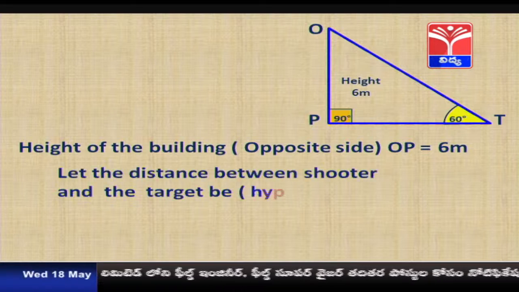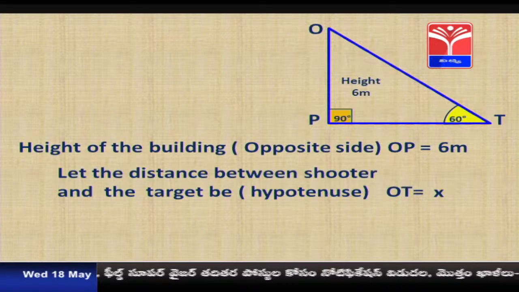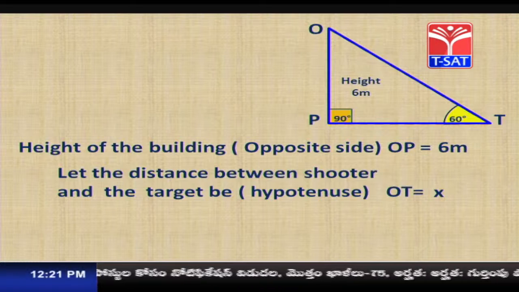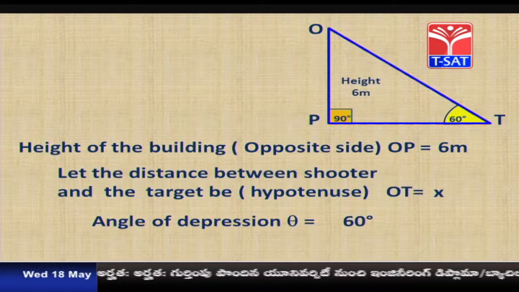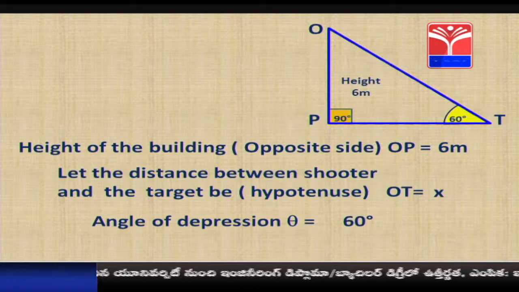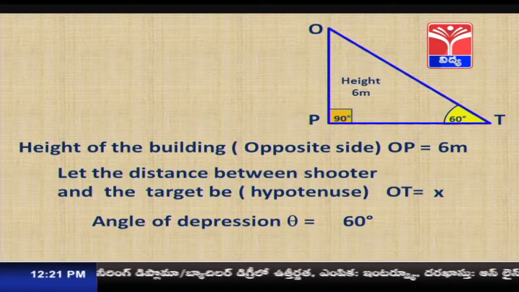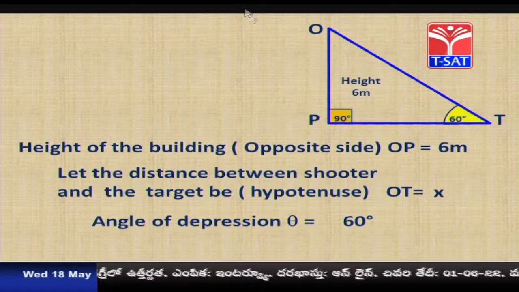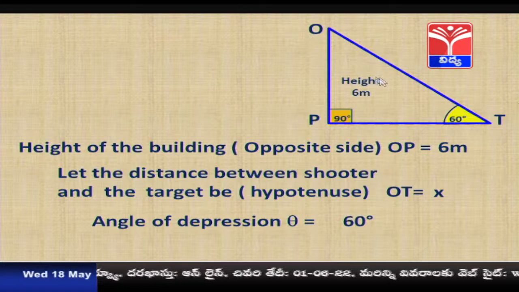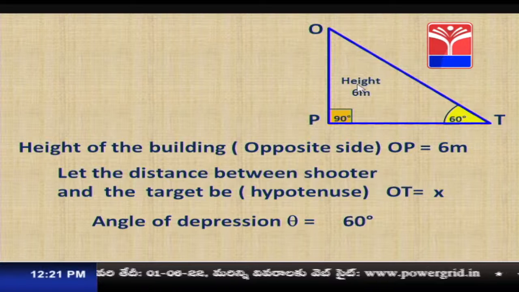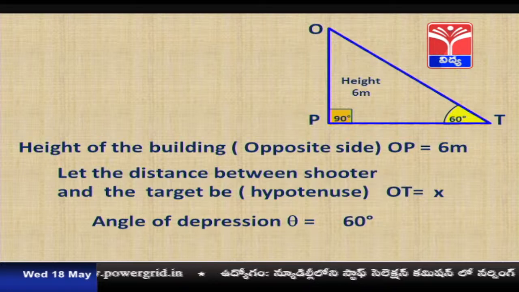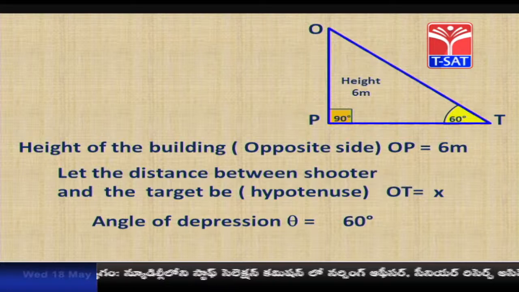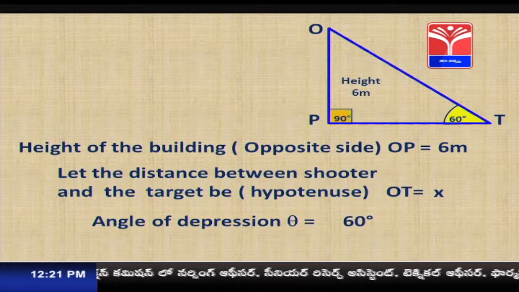Let the distance between the shooter and the target be x, isn't it? Now, the angle of depression is how much? 60 degrees. So, when you say let the distance between the shooter and the target be x, that is nothing but OT. OT is nothing but the hypotenuse, and you know the height. So, opposite by hypotenuse, what ratio is it? It is nothing but sine, is it right?